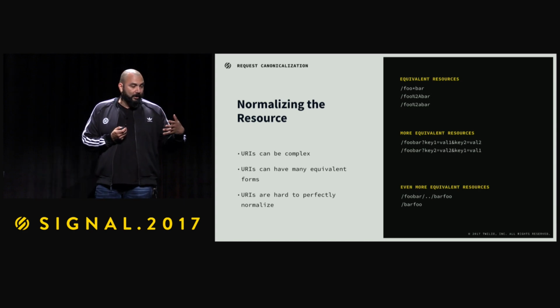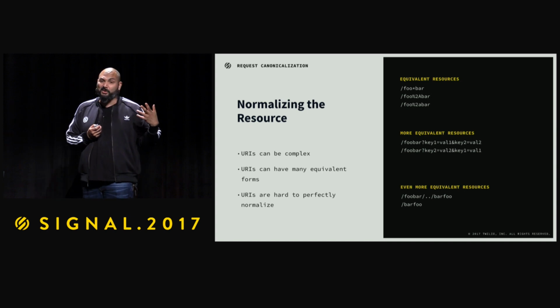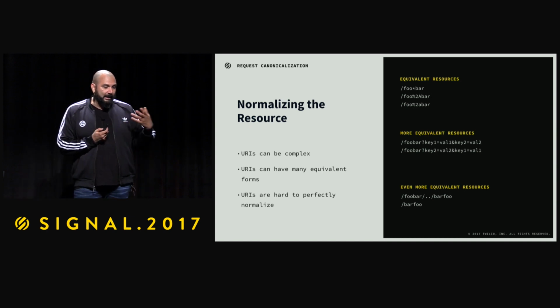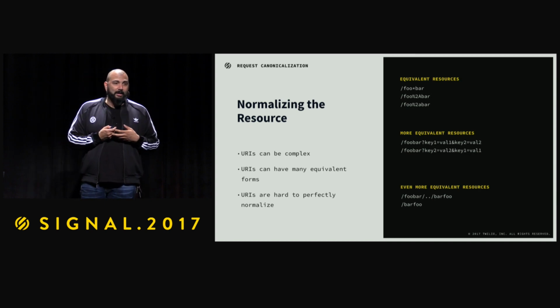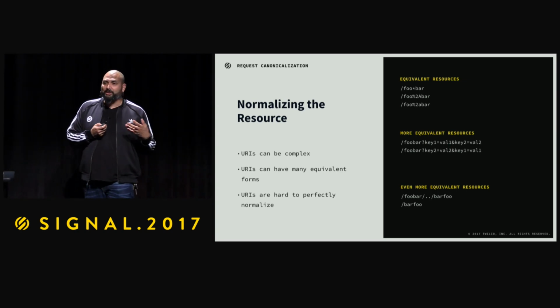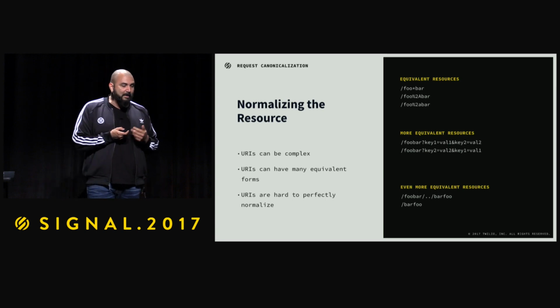So some things on the right side here to note: if you have a star, that could be represented as %2a. Again, query parameters, the order of the query parameters doesn't matter, so you could have different ordering. Finally, there's this funny thing called dot notation in URLs, and they mean special things.